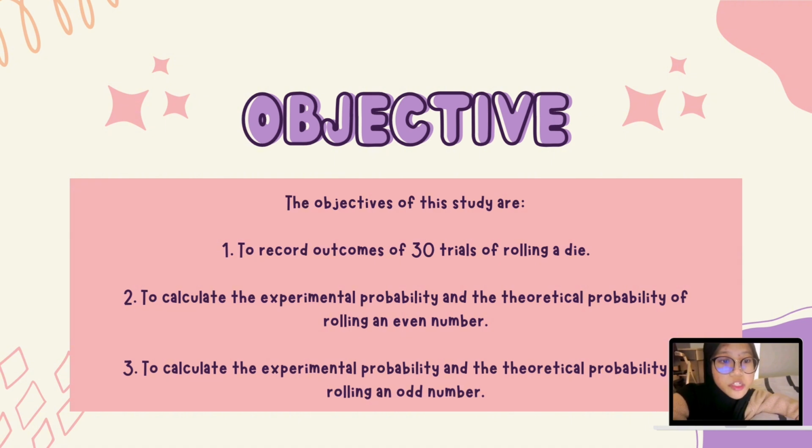So here we have three objectives of this study. 1. To record the outcome of 30 trials of rolling a dice. 2. To calculate the experimental probability and theoretical probability of rolling an even number. And last, to calculate the experimental probability and the theoretical probability of rolling an odd number.